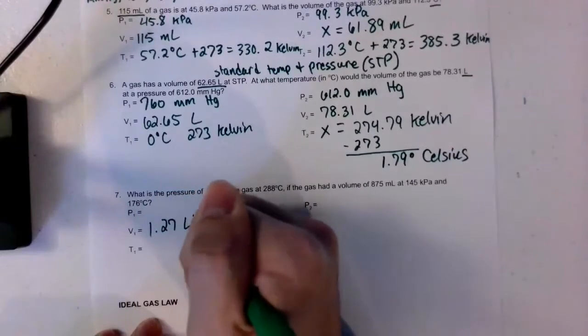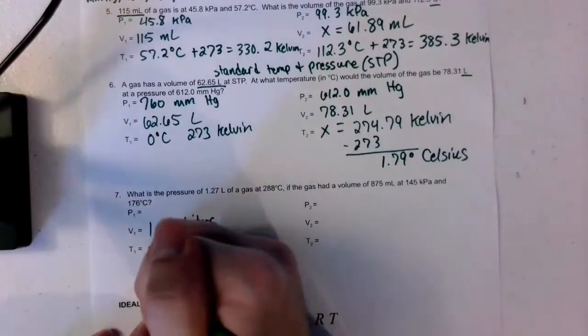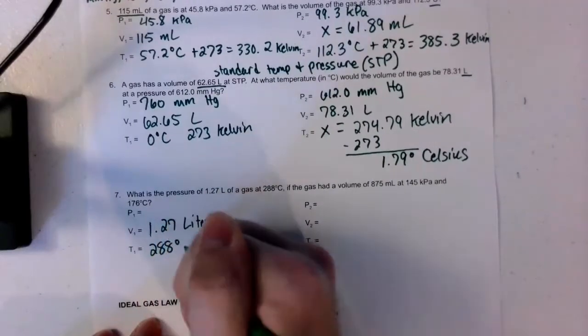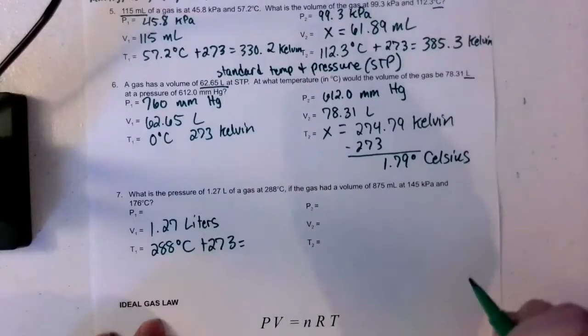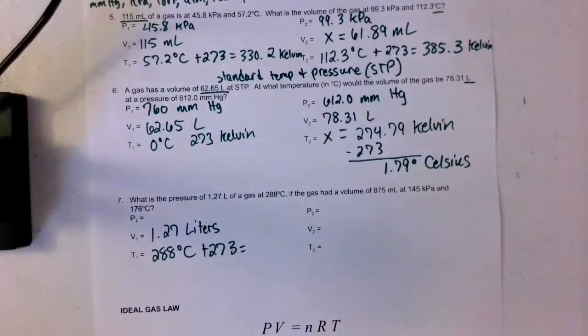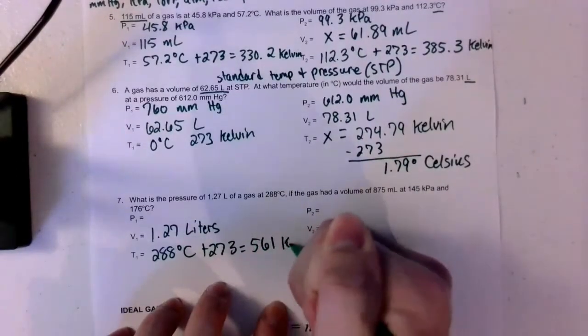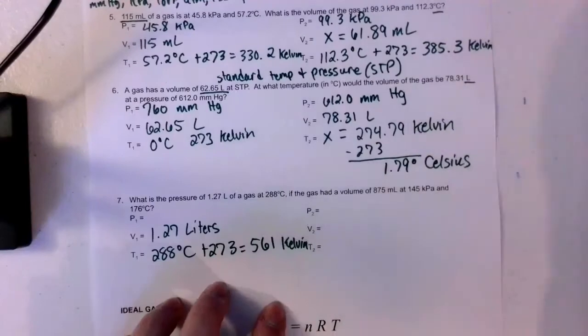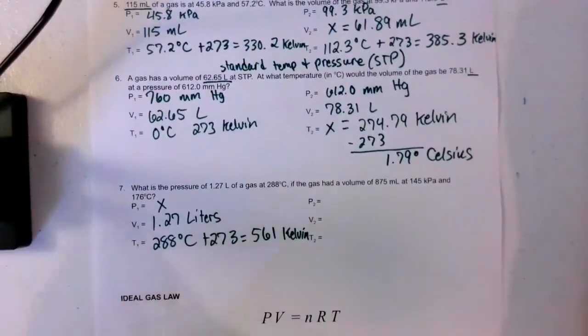1.27 liters is going to go here. At 288 degrees Celsius, so that's going to be the temperature. But don't forget, we have to add that magic number, 273, to it. So 288 plus 273. On my calculator, I got 561, and that's in Kelvin. We don't know the pressure. We have no idea, so we're going to call this X.